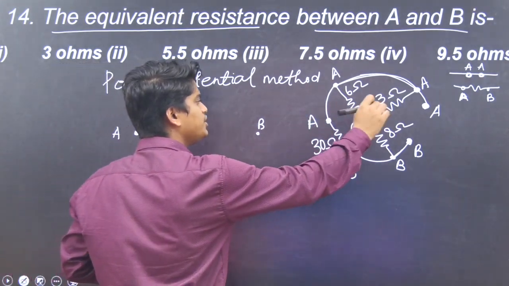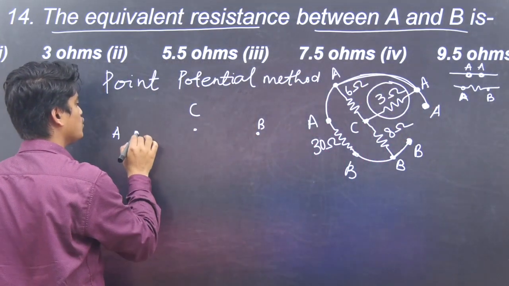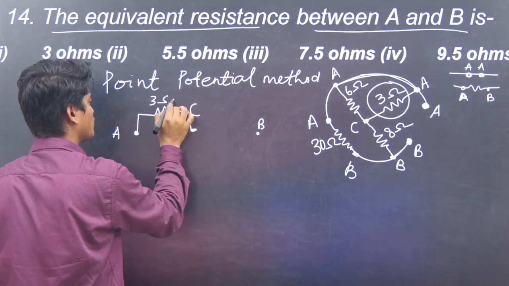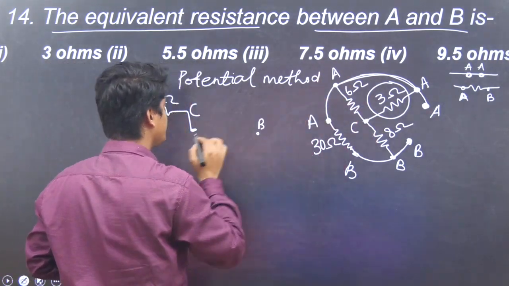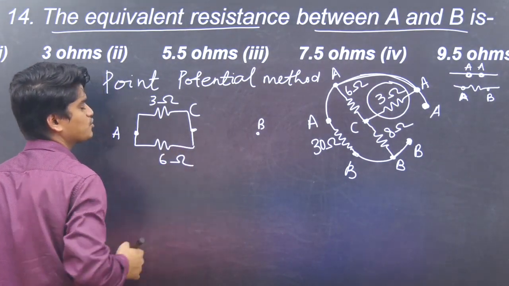Now you see, between A to C there is a resistor. How much is it? 3 ohm. So take A to C one resistor, put it 3 ohm. Now see between A to C again one resistor is there. How much is it? It is 6 ohm. So keep it 6 ohm.